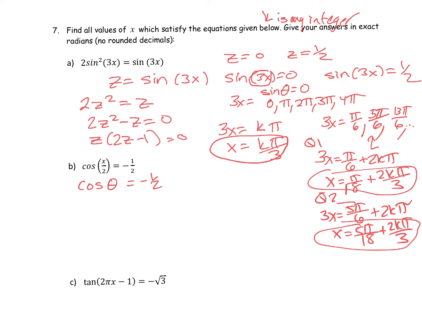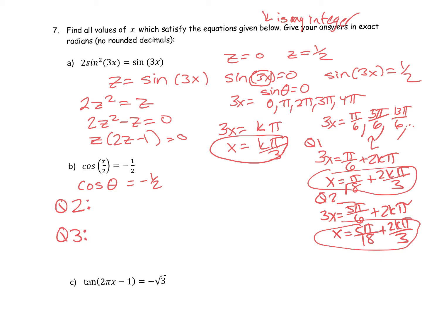So think about that. Don't get hung up on the x over 2 because we're going to deal with that at the end when we solve for x. All right, so when I think about cosine of what angle gives me -1/2, well, I know cosine's negative in quadrants 2 and 3 because it's where x is negative.